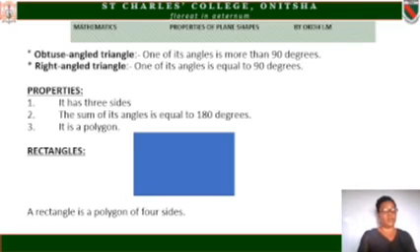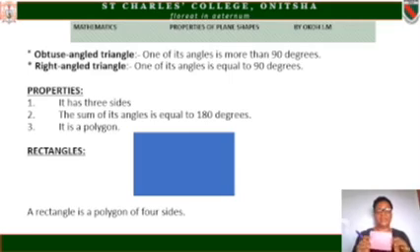Then let's look at the properties of a triangle. I will not take the triangles one by one. I'll give you the general properties of a triangle. The first one is that it has 3 sides. All triangles have 3 sides, no matter how big or how small. Number 2, the sum of its angles is equal to 180 degrees. No matter how big or small, if you measure the 3 angles of a triangle using a protractor, you get 180 degrees. Number 3, it is a polygon. Triangle is a polygon.